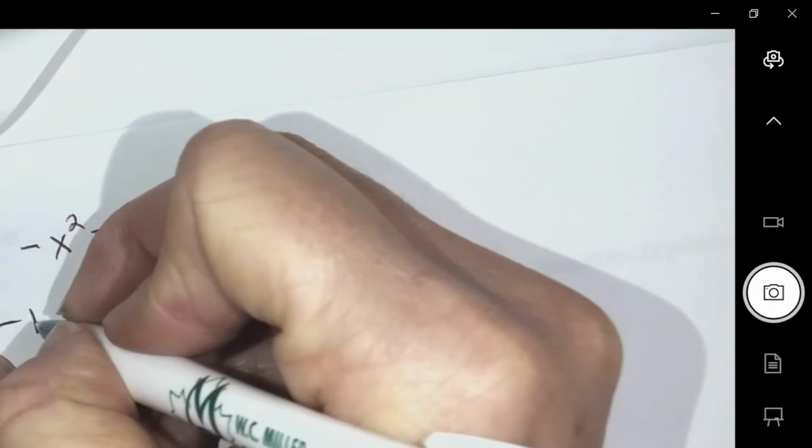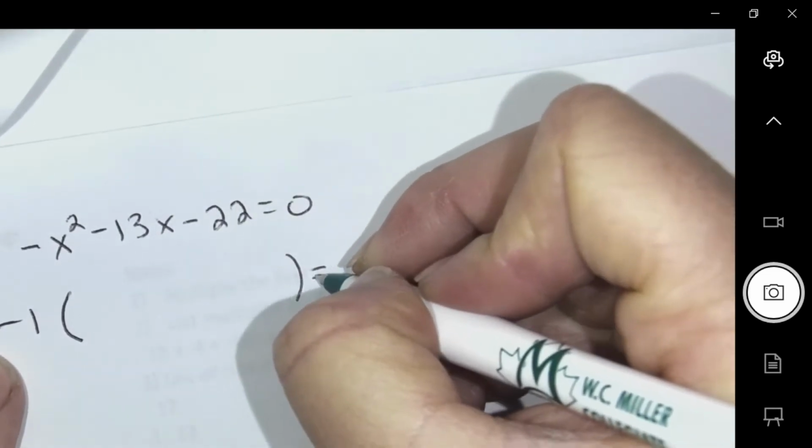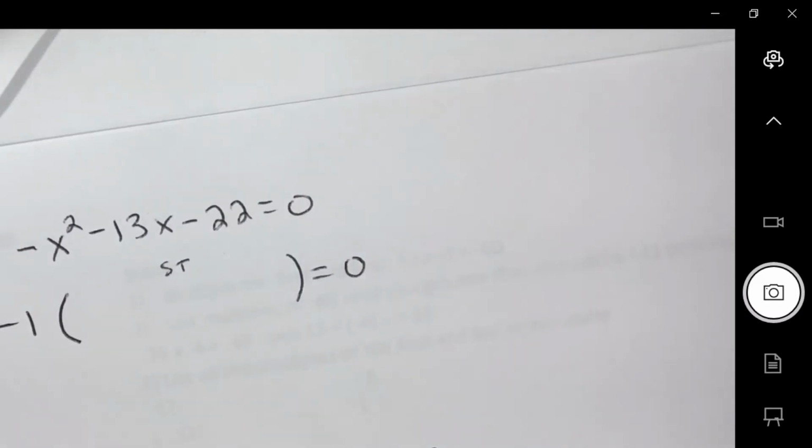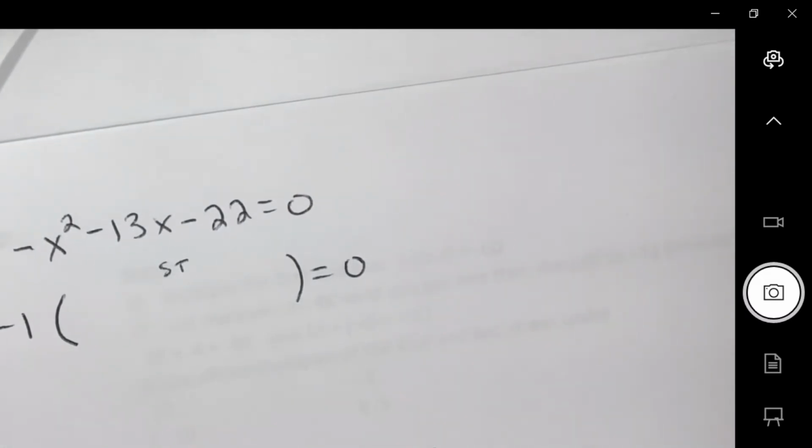You did this last unit when you did that completing the square thing. Remember, on that complete the square, you had to take that number out. Factor it out. GCF it out.